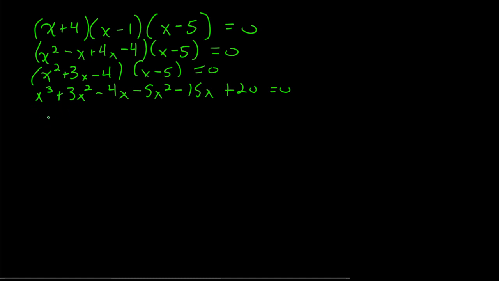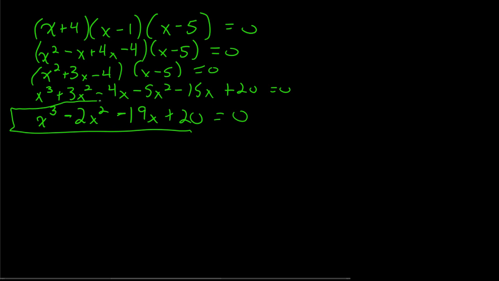I'm going to gather like terms. So x cubed is the only cubic term, but I have a 3x squared and a minus 5x squared, so that's minus 2x squared. I have a minus 4x and a minus 15x, so that's negative 19x plus 20. And so here I have a third degree polynomial that has the solutions I want.